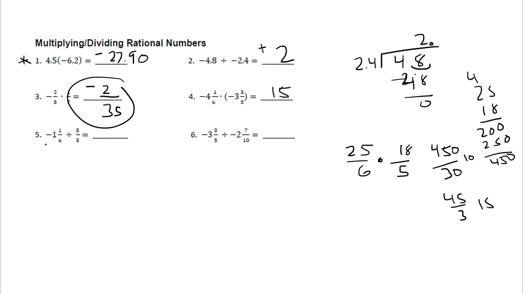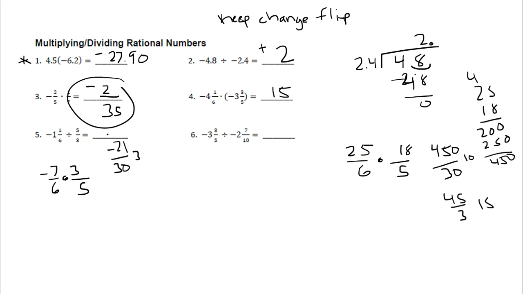Okay, the next one, number 5. We're going to change this mixed number to an improper fraction. 6 times 1 is 6 plus 1 is 7/6. This one's negative. When you divide fractions, you change the division to multiplication, and then you flip the second fraction. So keep, change, flip. The 5/3 would become 3/5. And now you just multiply. Negative 7 times 3 is negative 21. 6 times 5 is 30. 3 divides into both of these. This would be negative 7/10.